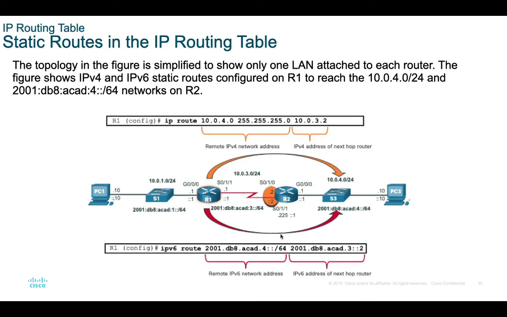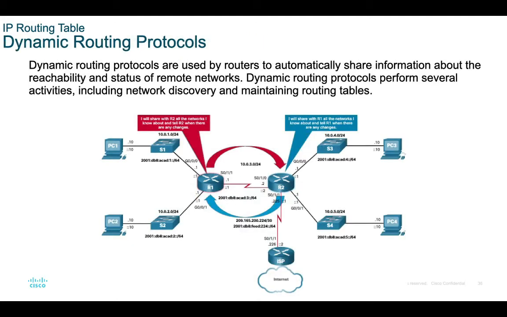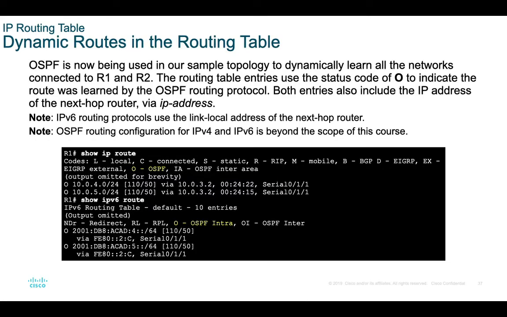Same for IPv6, we put their IPv6 next hop IP address, so 2001:DB8:ACAD:3::2. But for a dynamic routing protocol, each router will provide their network information to other routers. And then when they finish exchanging their information, they have converged their network, so they have all the info that they need to know.